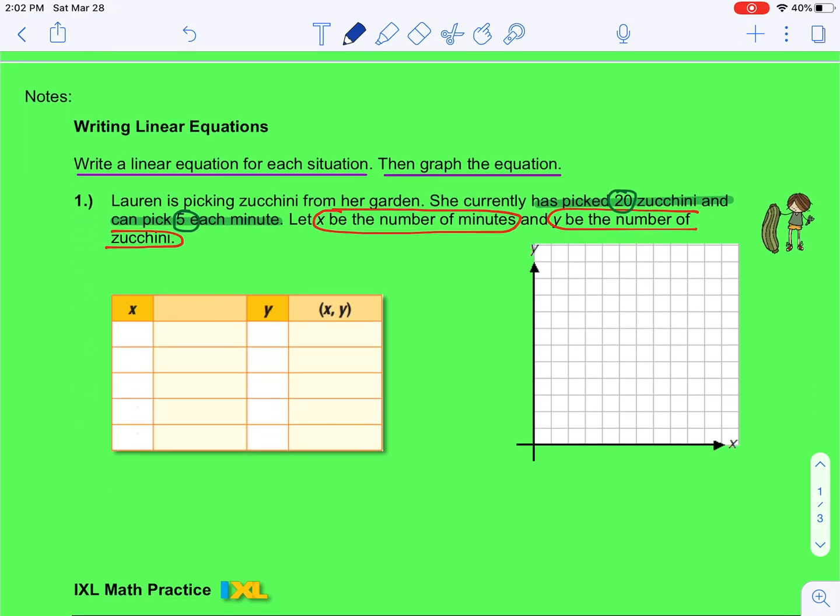Let's take a look at a word problem. Write a linear equation for each situation, then graph the equation. Number 1. Lauren is picking zucchini from her garden. She currently has picked 20 zucchini and can pick 5 each minute. Let x be the number of minutes and y be the number of zucchini.